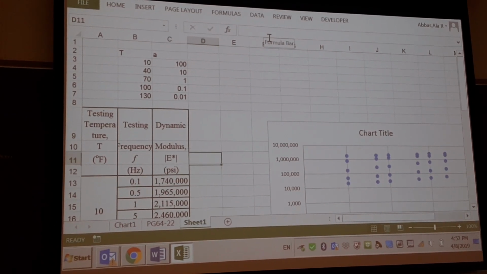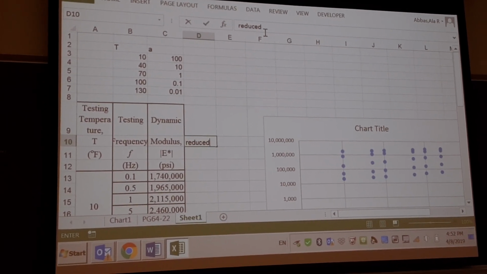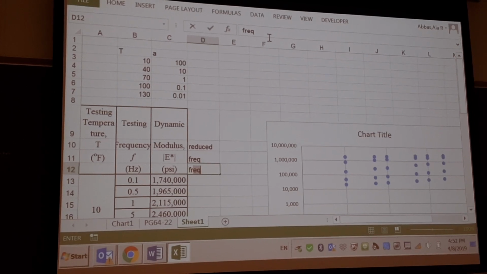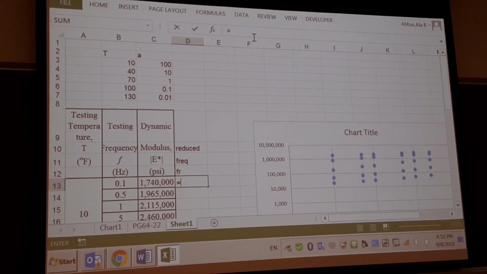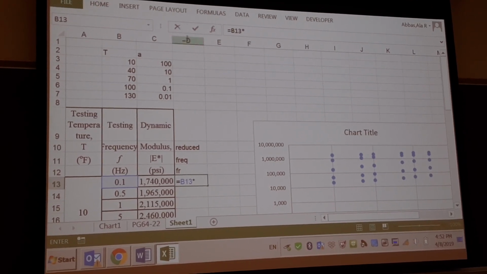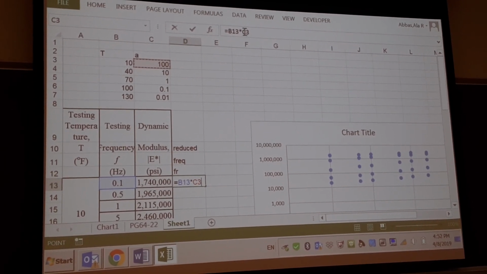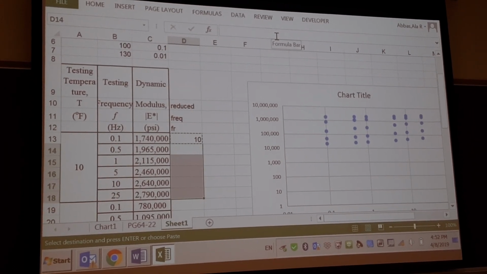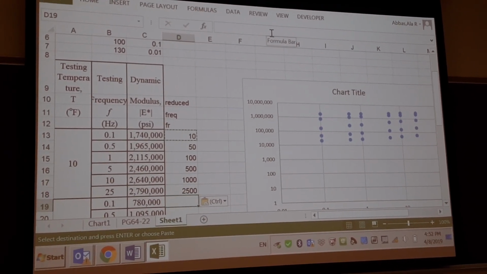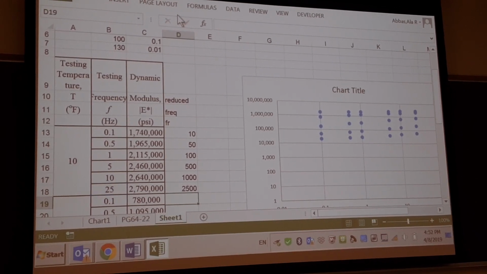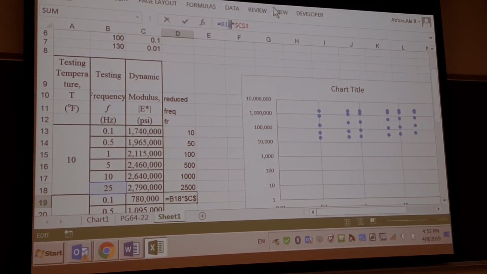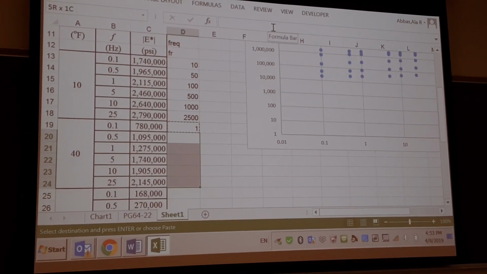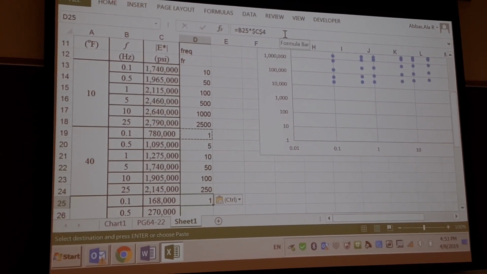So now you take, this is called reduced frequency, or FR, and it's equal to each one of these frequencies times the corresponding shift factor. Okay, so let me do that at 4. So all these are C3. Whenever you use that $ sign, that means that you are fixing the cell. So this is C4. This is C5.